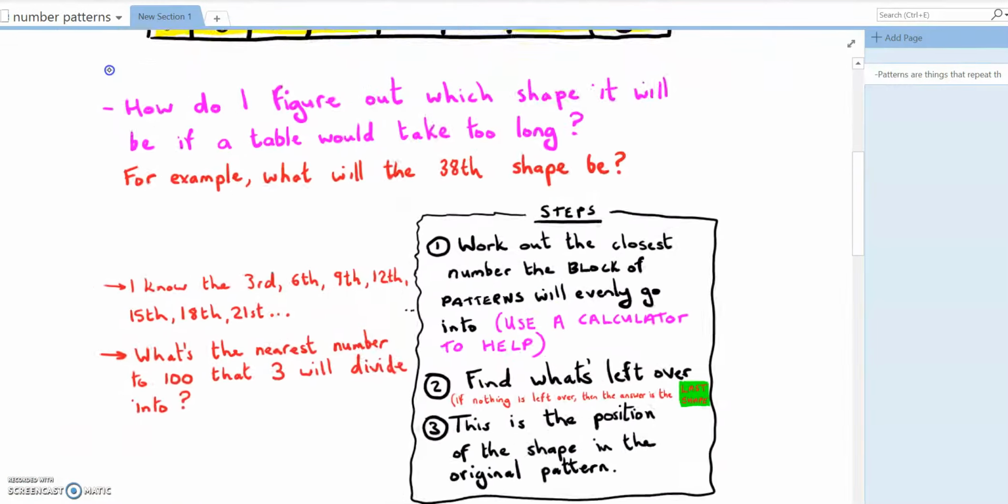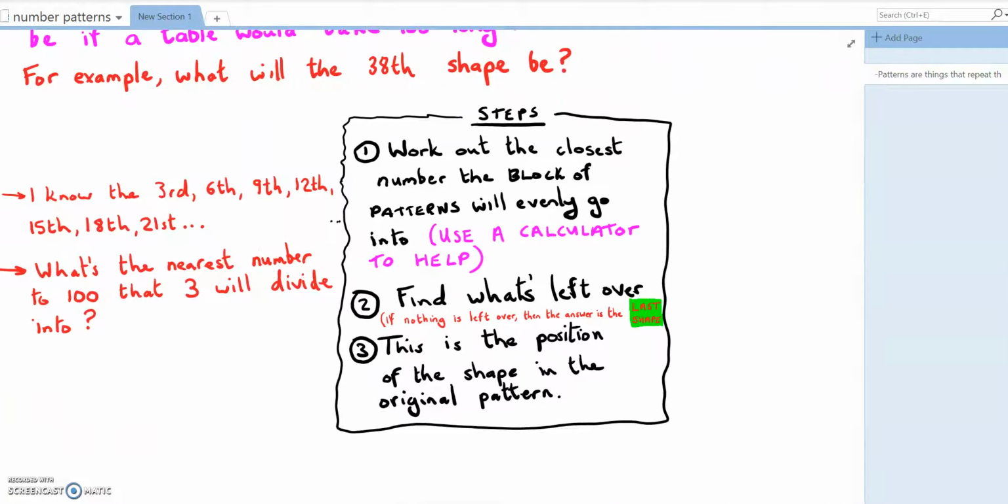Now, let's actually do the maths on this. Like I just said, I know what the 3rd shape will be. It's going to be the yellow circle. The 6th, the 9th, the 12th, the 15th, the 18th, the 21st. They're all going to be yellow circles. So if I can find where the yellow circle will be, that's closest to the 38th number. So what do I do? I try and get 38 first of all and divide that by 3. What does it go in? It goes in 12 point something.